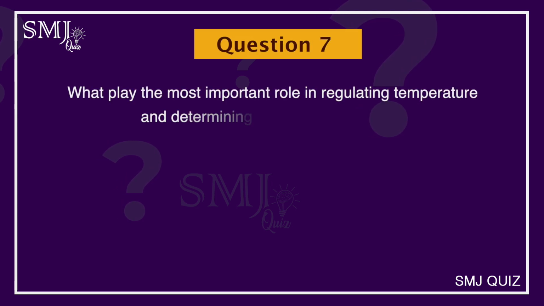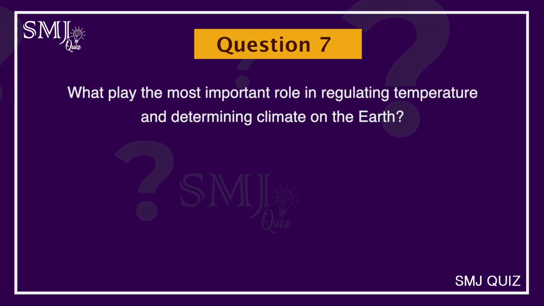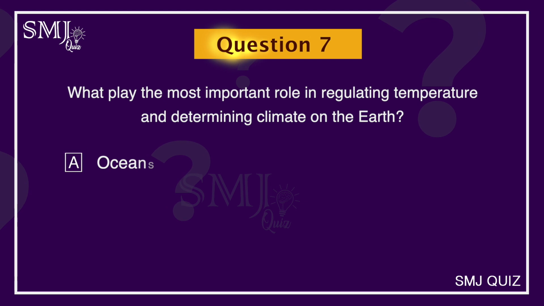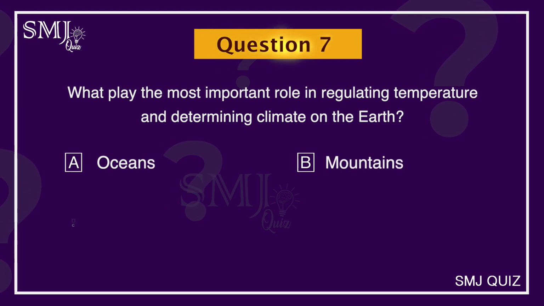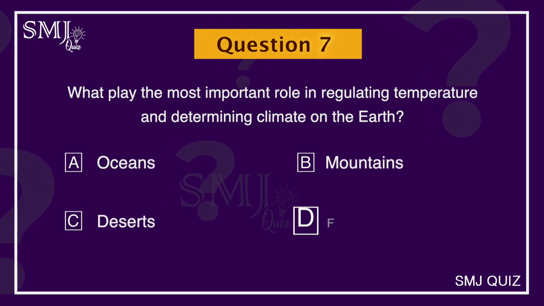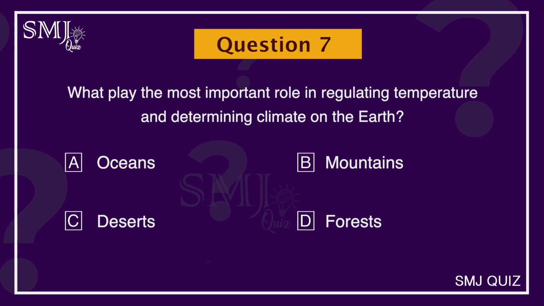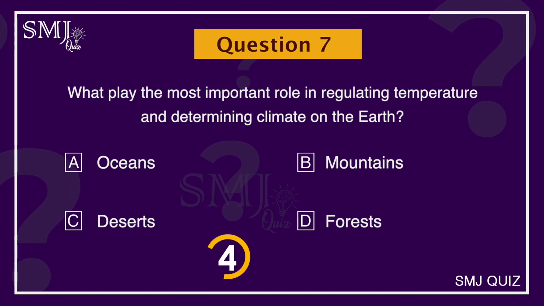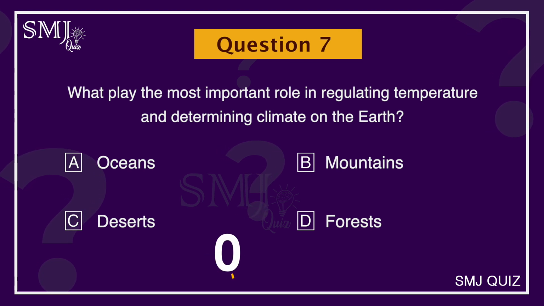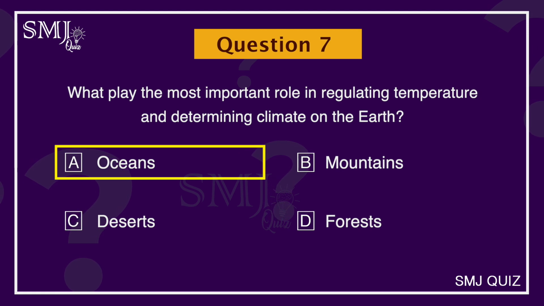Question 7. What plays the most important role in regulating temperature and determining climate on the Earth? A. Oceans, B. Mountains, C. Deserts, D. Forests. The answer is A. Oceans.